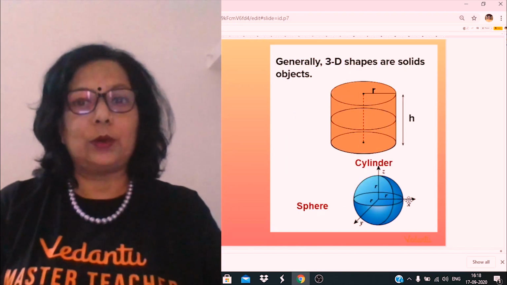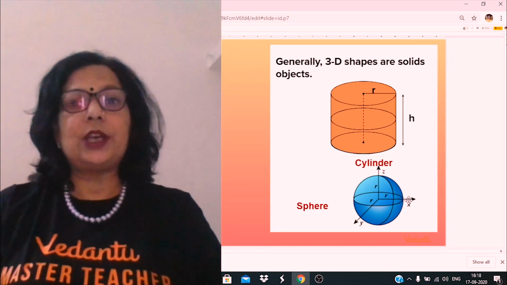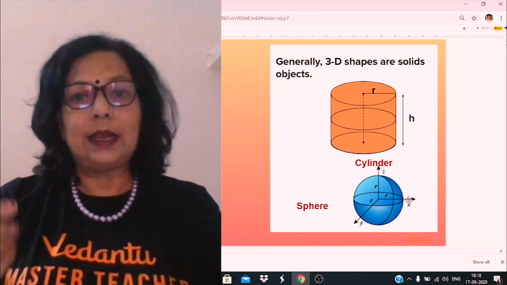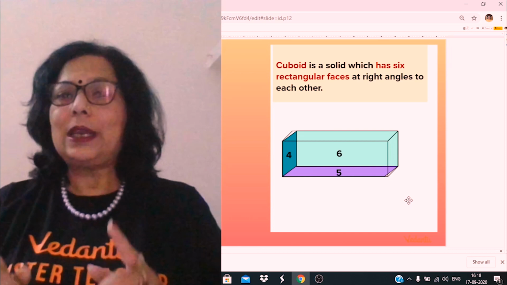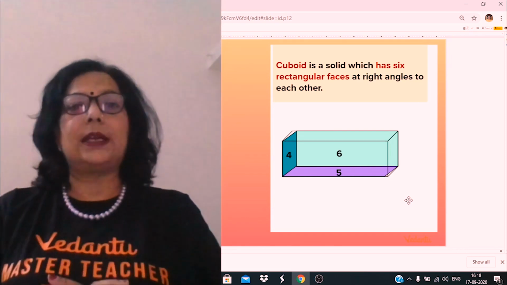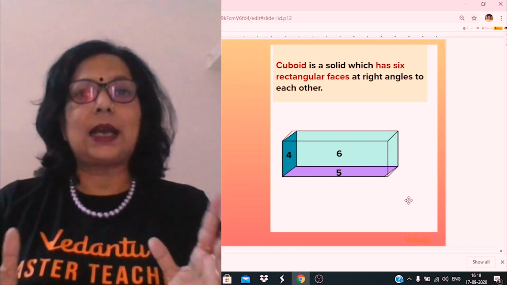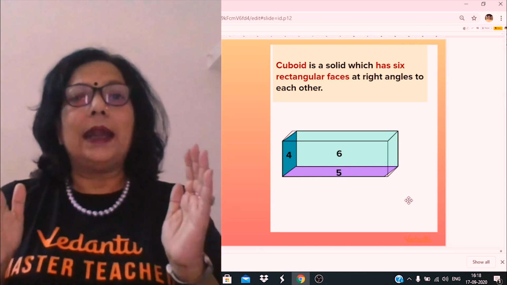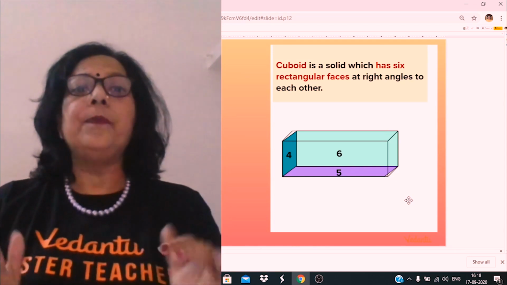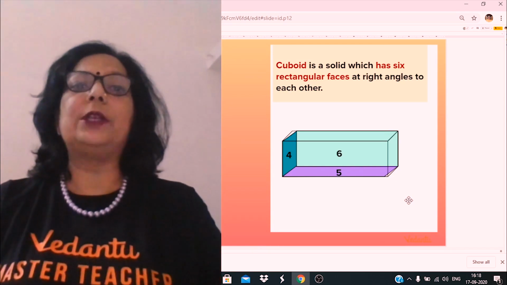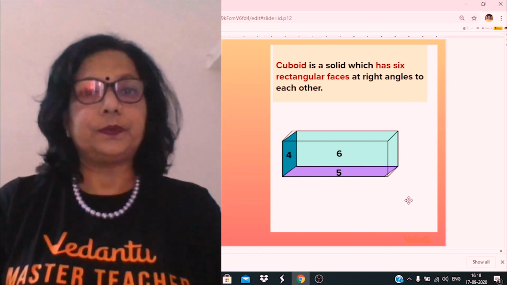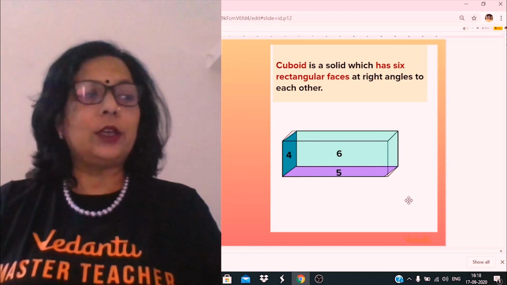Yes, all of you knew about it. Other 3D shapes among solids are cylinders and spheres. We'll take them up one by one in each session. First, we'll do the basics of how we derive the formula, and after deriving the formula, in our next sessions, we'll do the complex questions on those. So let's come to the cuboid.